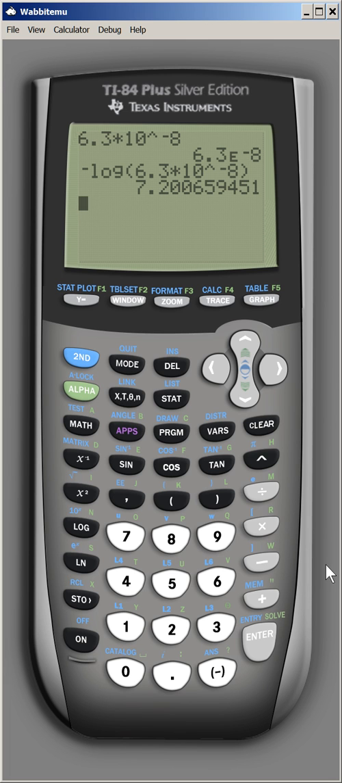I have a pH of 7.2. That's as simple as it is. In other words, this particular solution is pretty darn close to neutral. It's just a touch on the basic side.